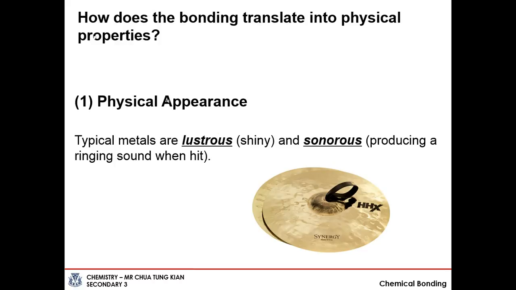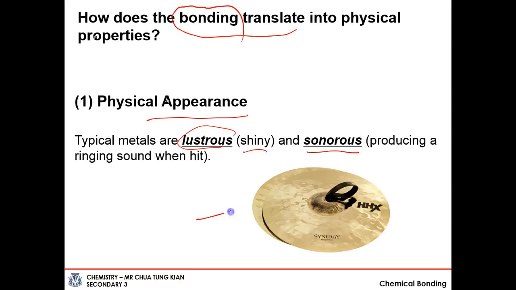Alright, so now let's touch on some of the physical structures of metals. Actually, the physical appearances, the physical structure, the physical properties come about because of the bonding in the metal structure. Right? So metals are lustrous, they are shiny and sonorous. Sonorous means that when you hit them, they produce a sound.